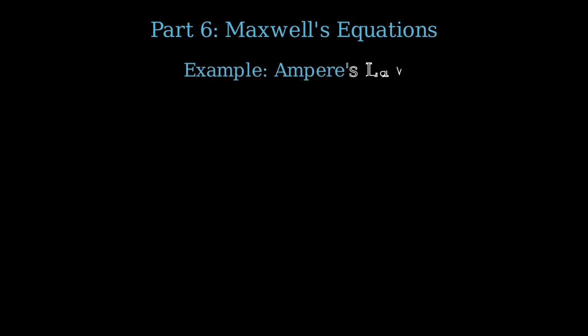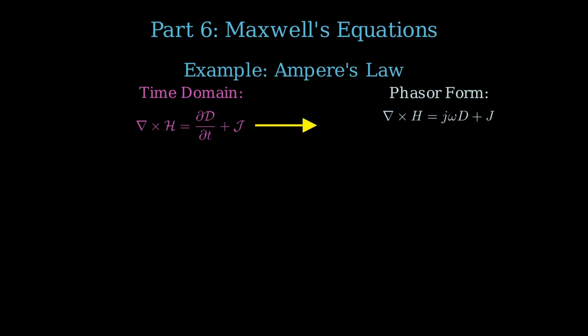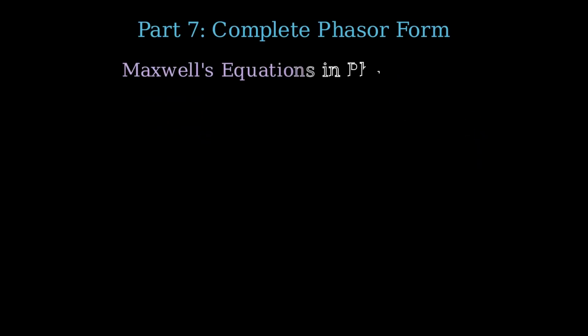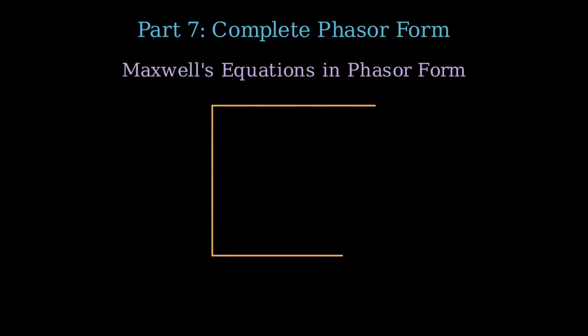Now let's do the same for Ampere's law. Here is the time domain version. Applying our rules, it transforms directly into the phasor form. The time derivative becomes j omega D. Using the relation D equals epsilon E, we get the final phasor form of Ampere's law. And there it is, the clean, simple phasor form.